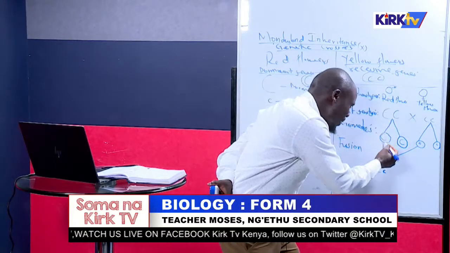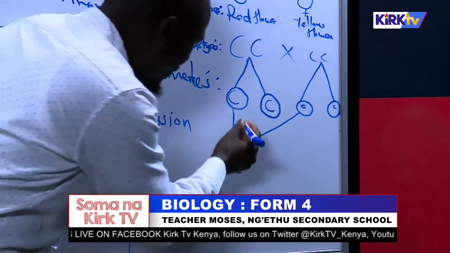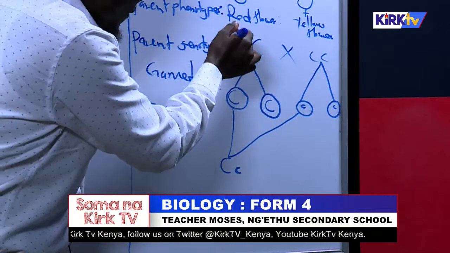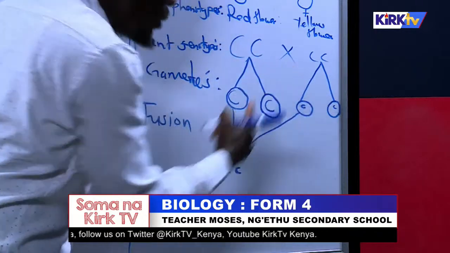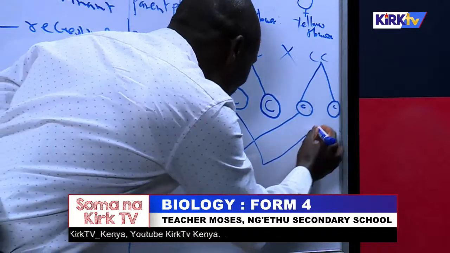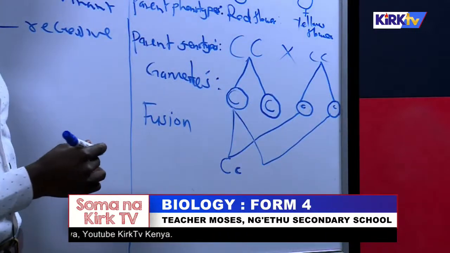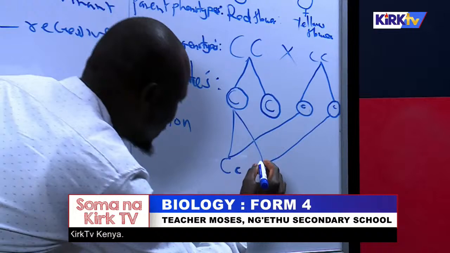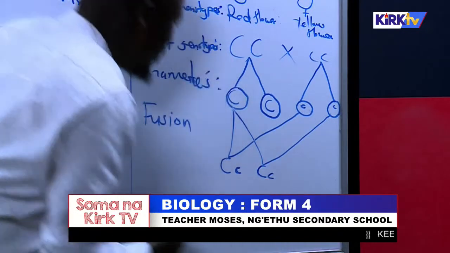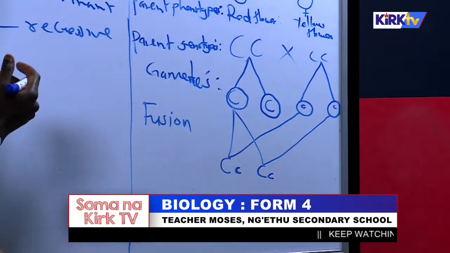The same male gamete that combined with the first one can also combine with the other one. If it combines with the other one, what do we get? We are going to get capital C again and small c. So that is another possibility.